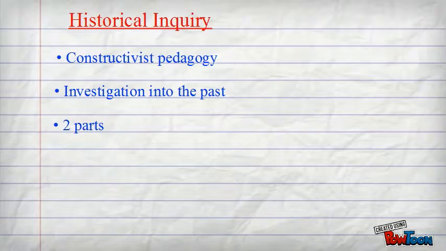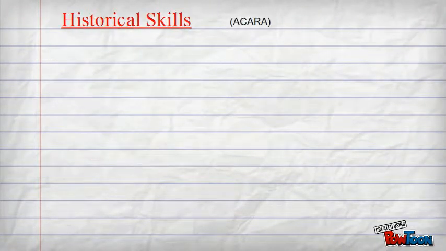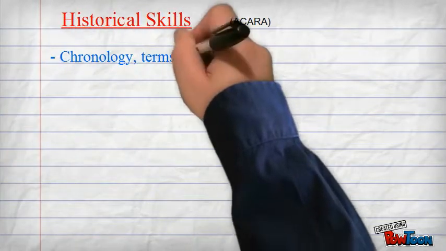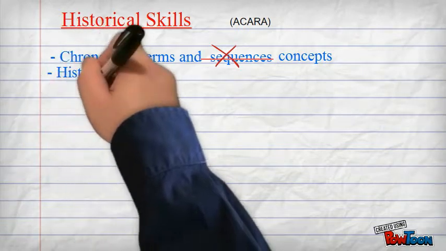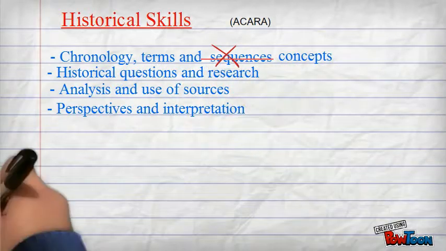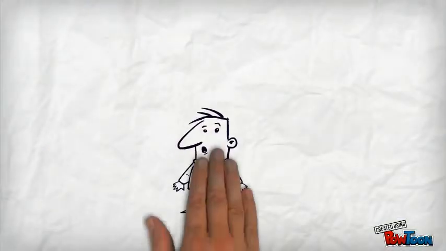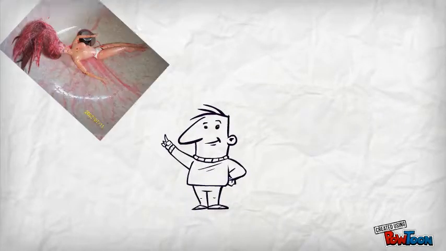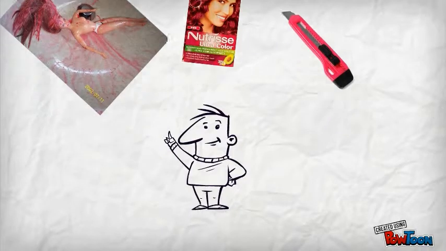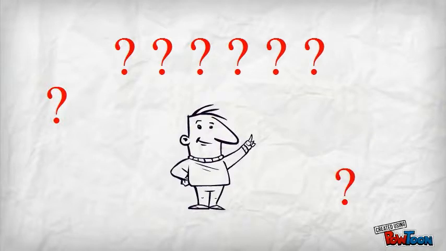The second part of the inquiry-based epistemology of history in schools is the historical skills. The Australian curriculum lists them as chronology, terms and sequences, historical questions and research, analysis and use of sources, perspectives and interpretation, explanation and communication. These skills, which a student learns and a historian possesses and uses, also relate to a detective solving a crime or a case. Firstly, the detective gains the content involved with the crime. They then make a timeline of the events that occurred. They then raise questions about the crime, touching on diverse aspects that they are involved.